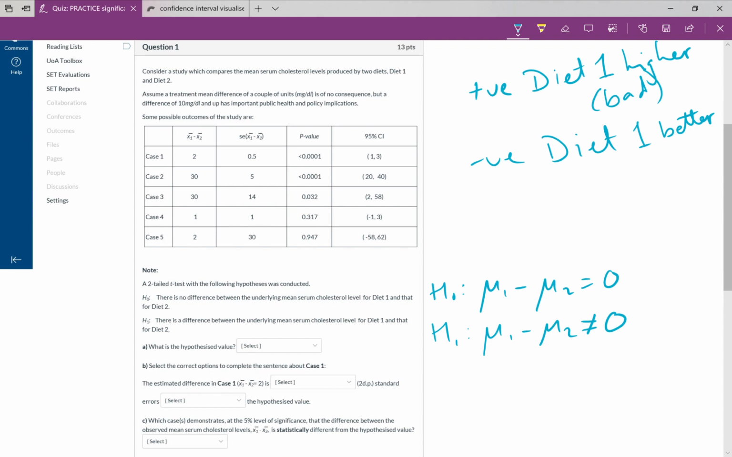So part A, what is the hypothesized value? Well, we can see it sitting right there. It's 0.